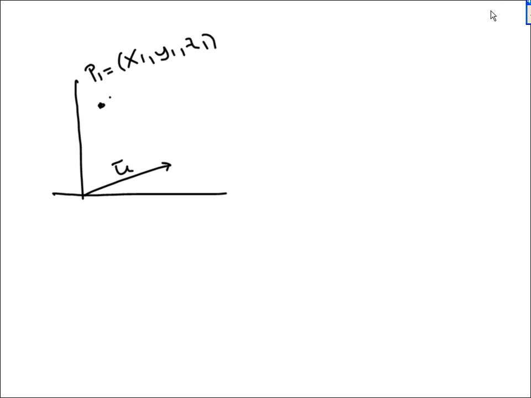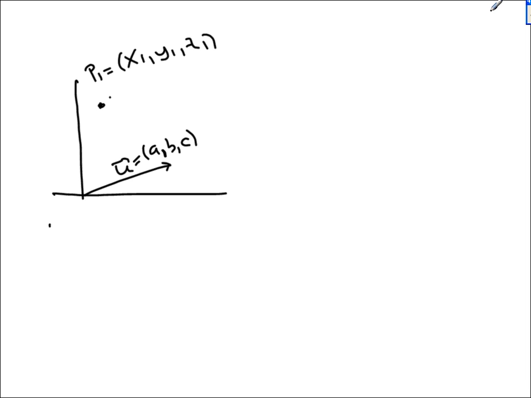Suppose you have this point. We'll call it P1: x1, y1, z1. Actually, let me just make it a little bit lower. So, you have this point P1. Okay? And you have a vector u, and the vector u is equal to the point a, b, c.